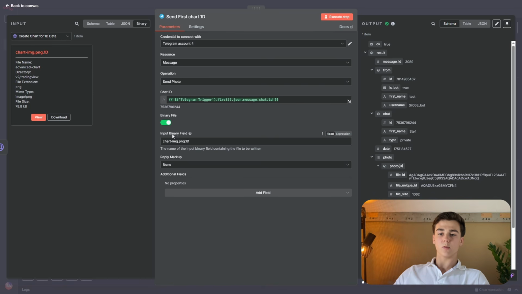And then you will do input binary field will be chart-image.png.1day. And this will be this title in here. So if you have changed it, then change it to that name, but just make sure that it is exactly the same as you have in here as in here. Once you've done this, your chart will now get sent to your Telegram.